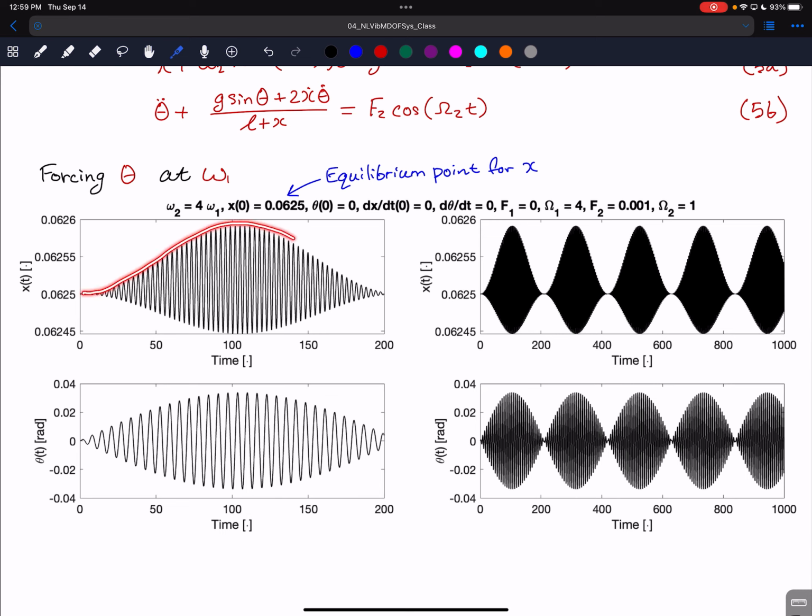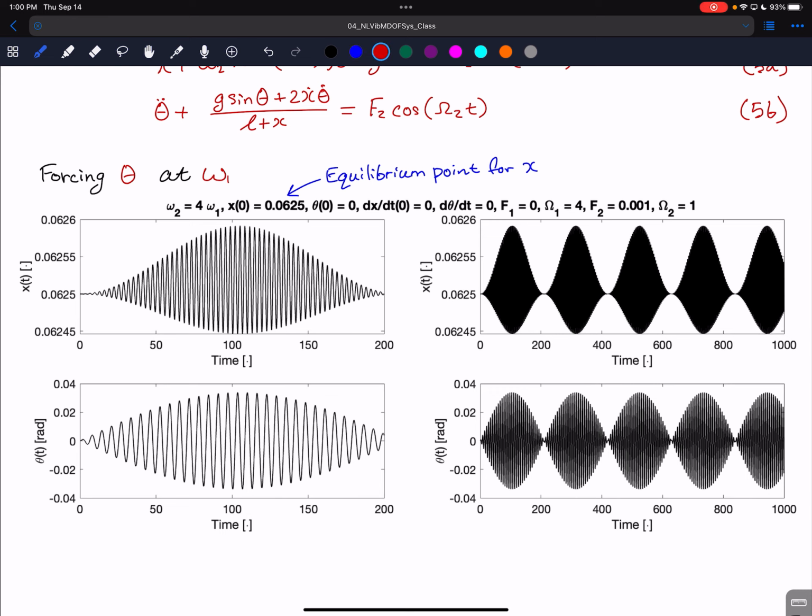x starts at equilibrium, increases, and then decreases. And in fact, in this case, both theta and x are beating at the same rate, although they're not oscillating at the same frequency. So theta here is oscillating at a lower frequency, at its omega 1, which is equal to 1, and x is oscillating in terms of these fast frequencies on the inside. X here is oscillating at 4, which is the forcing. So we're forcing theta, but still getting a strong response in x here.